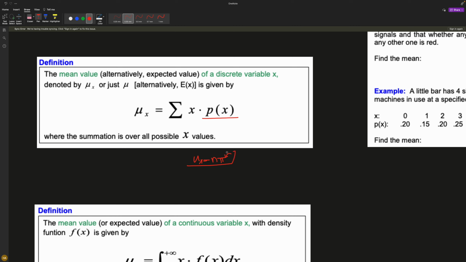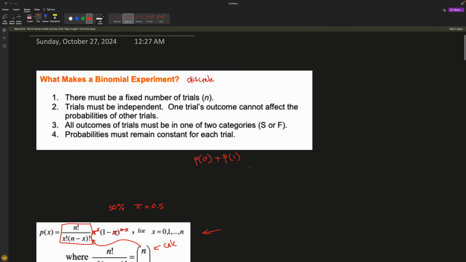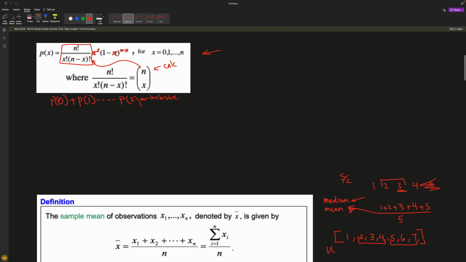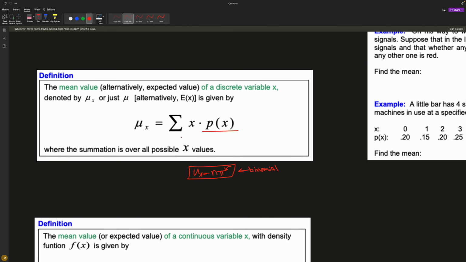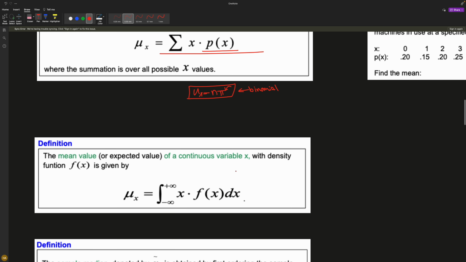This, however, is only for binomial. And how do you know it's a binomial? This is how you do it. So keep that in mind. For just a discrete variable x, you would use this sum, which is x times the probability plus x times the probability plus x, and so on. But for a binomial, you just do n times pi. And that's about it for this part.